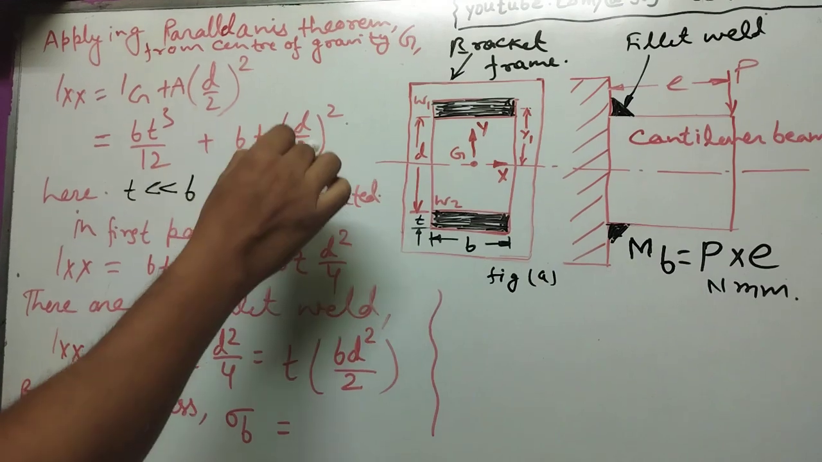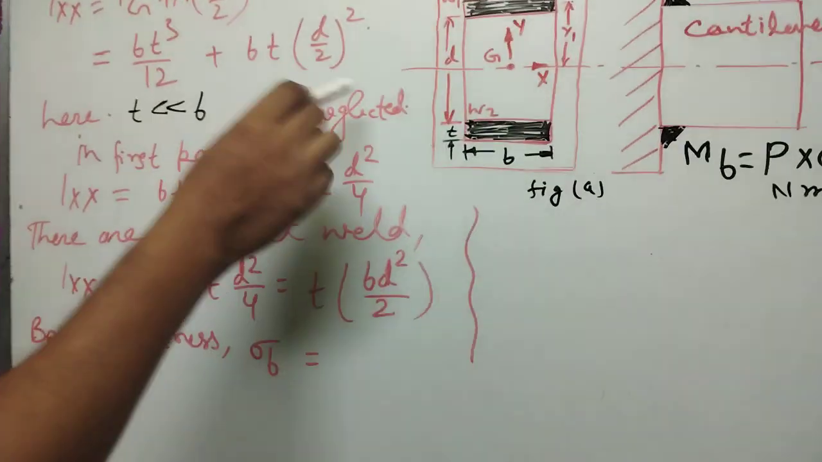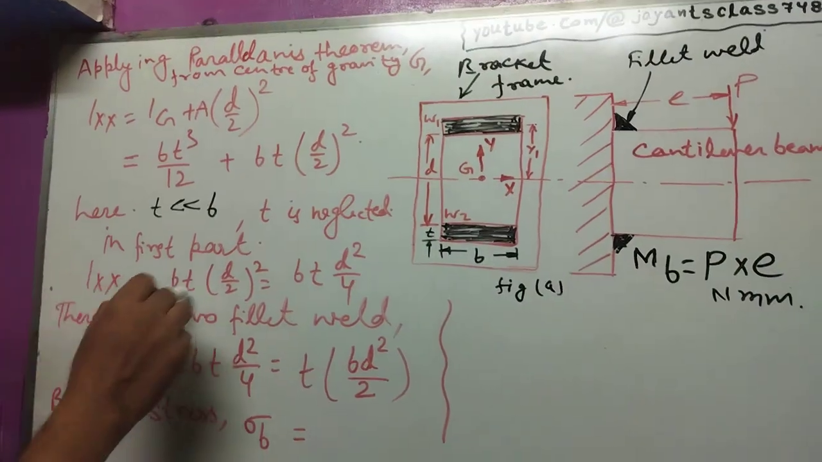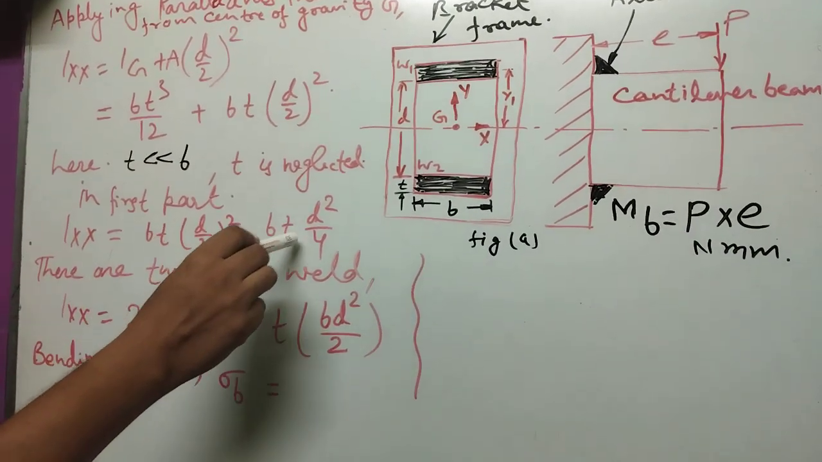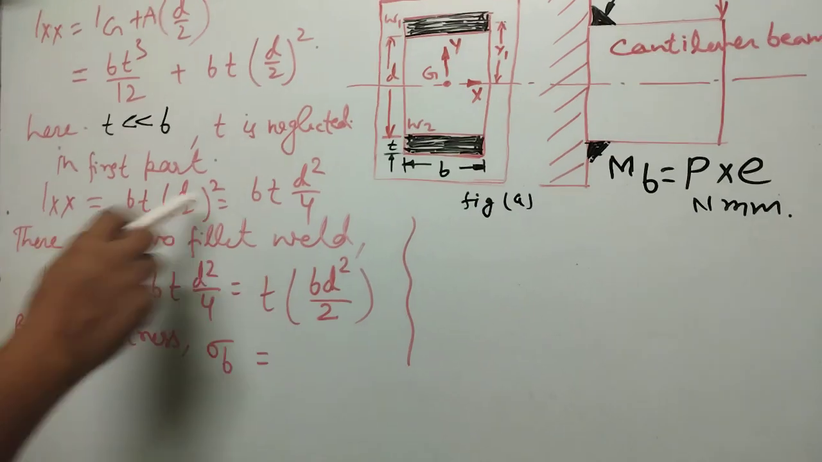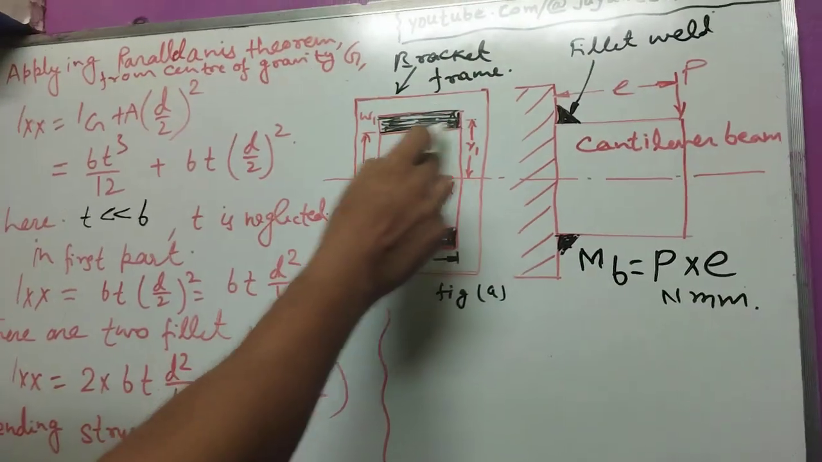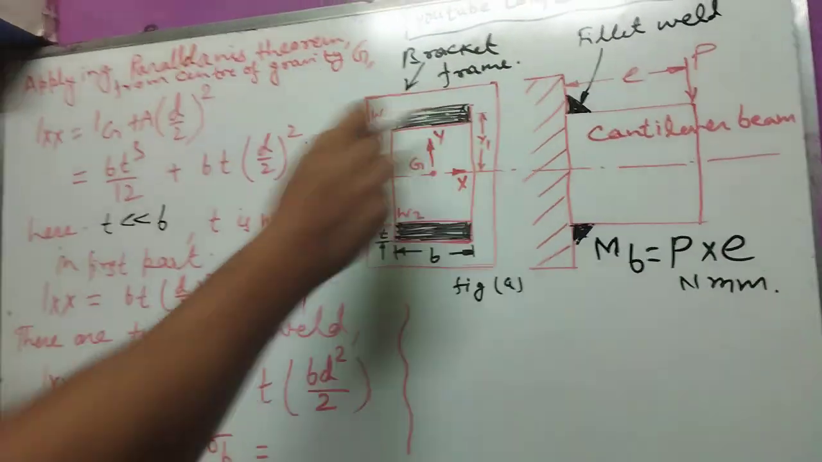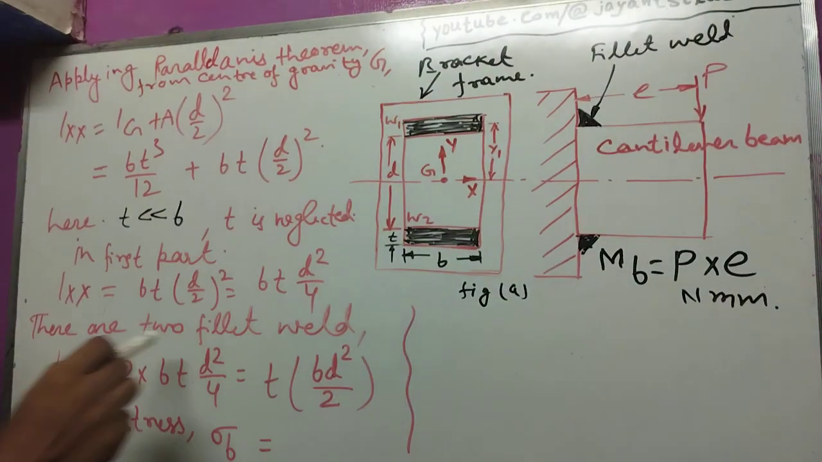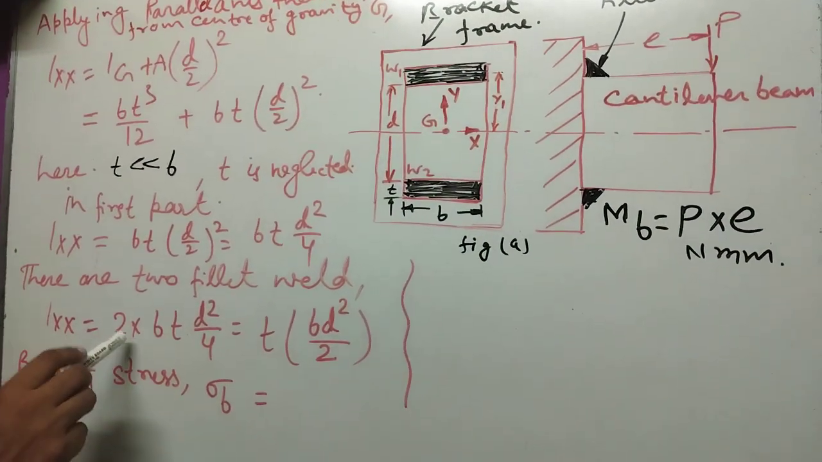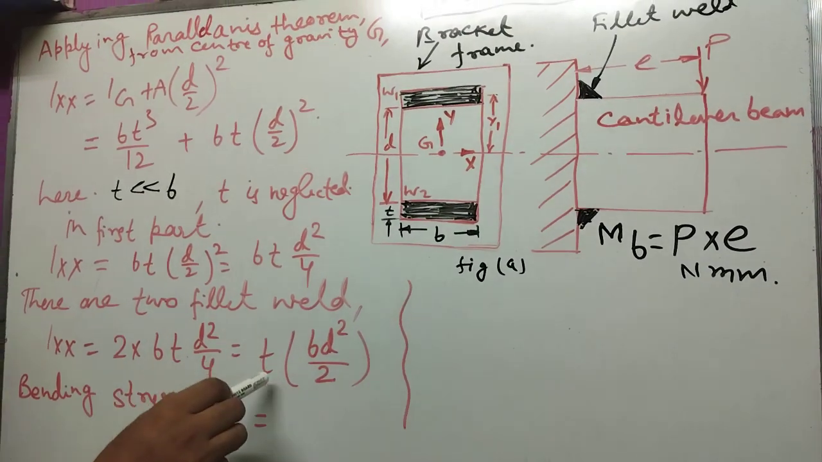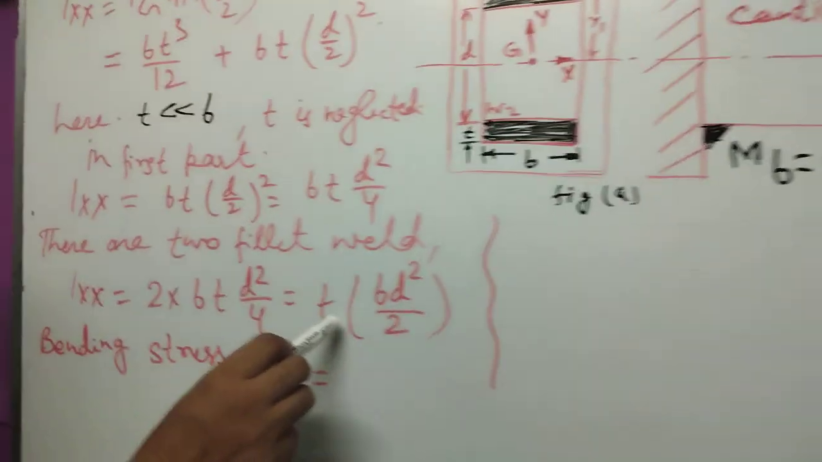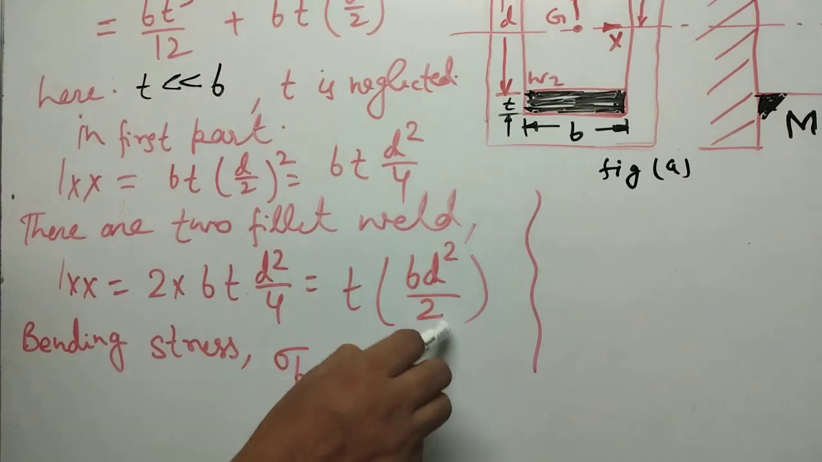Now only the second part is used for Ixx, from the parallel axis theorem. Therefore Ixx equals Bt into d by 2 whole square, which is Bt d square by 4. Here two parallel fillet welds are present, so Ixx equals 2 into Bt d square by 4, which is the throat thickness into B d square by 2.